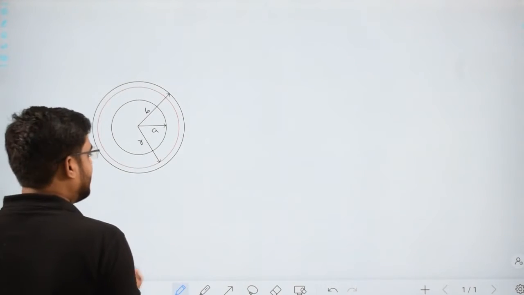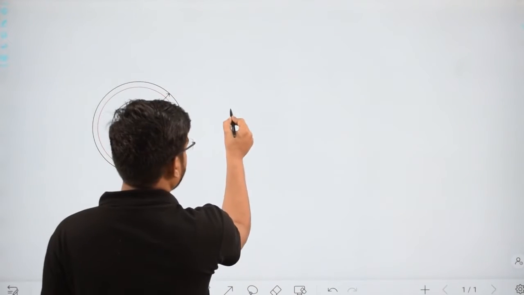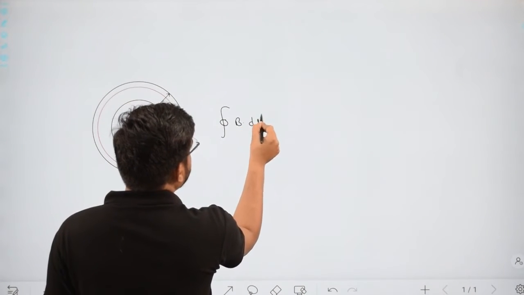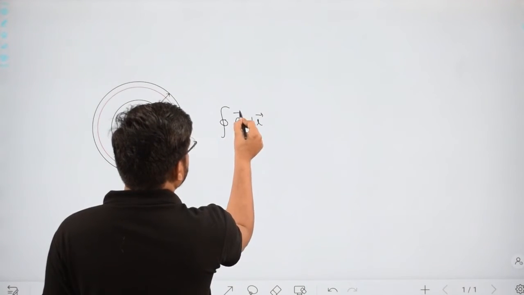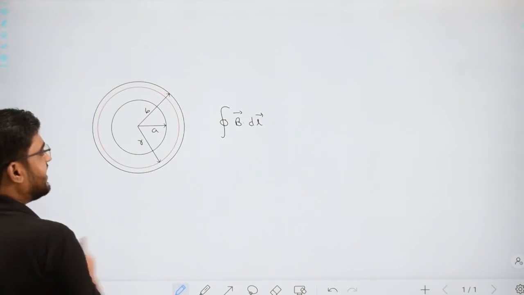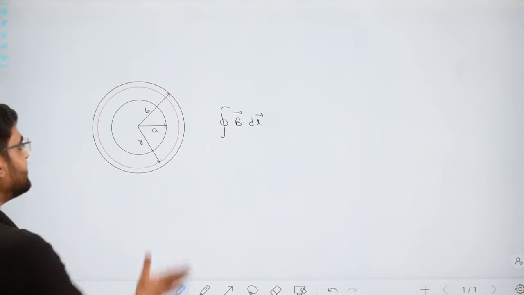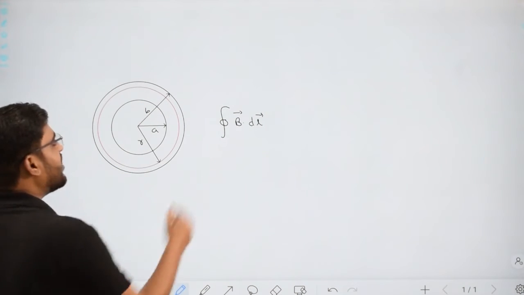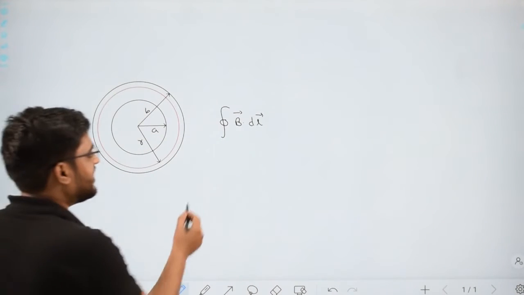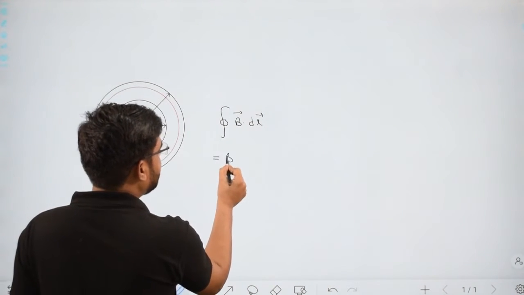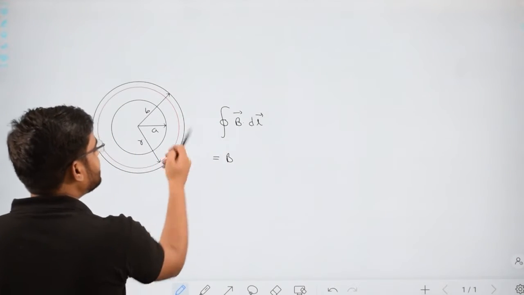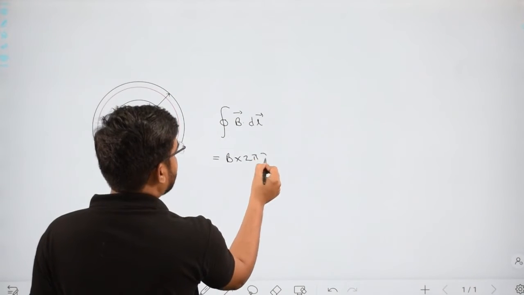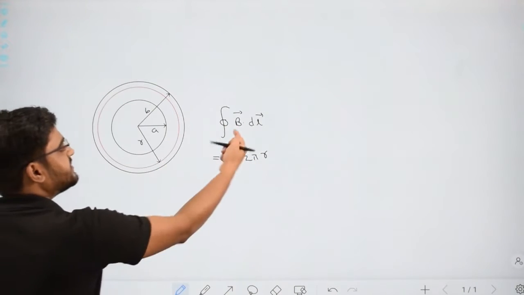Now I will simply write the integration of B dot dl. Again, due to symmetry, let's say the current is coming out of the plane. Then B will be tangential. So B dot dl is simply the magnitude of the magnetic field along the tangent, so it is B into 2 pi R, because cos 0 will again be 1, and 2 pi R is this length. So it is B dot dl.